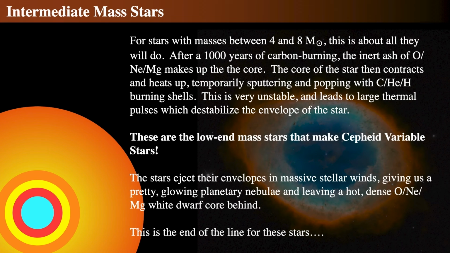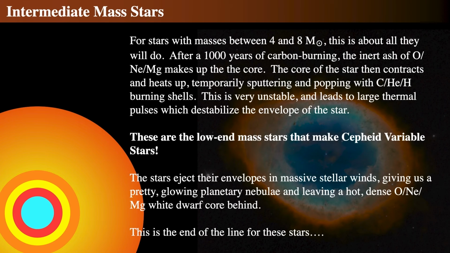So a carbon, oxygen, neon, magnesium core is about what stars between the masses of about 4 and 8 solar masses will ever do. That contracts and contracts and contracts. That core of oxygen, neon, and magnesium contracts, and that contraction releases even more heat, and that creates the shell burning around it, which is incredibly unstable, which pushes the star apart and makes it froth. Now, these are the low-end masses of stars that will end up making what we call Cepheid variable stars.